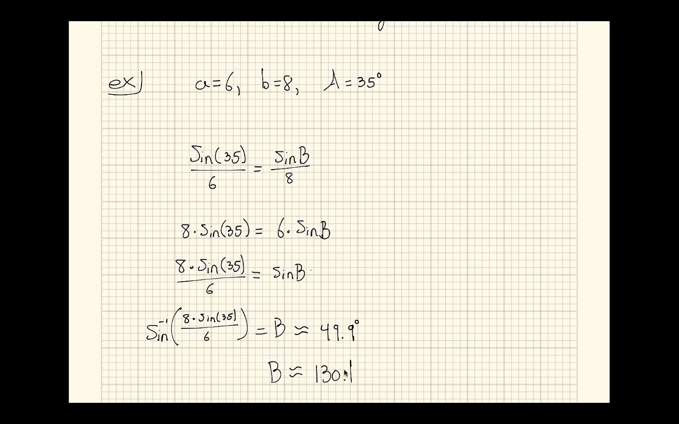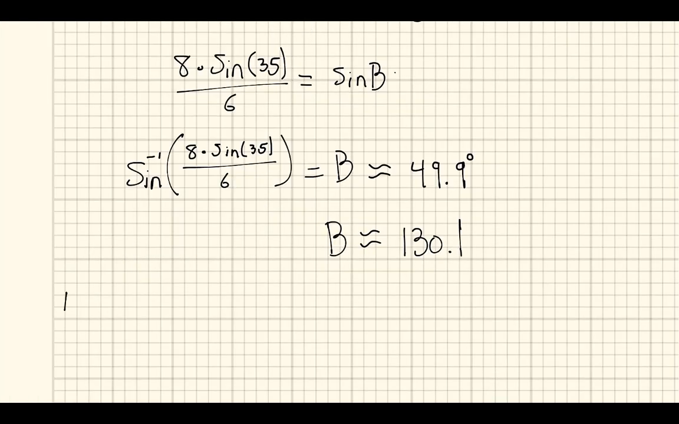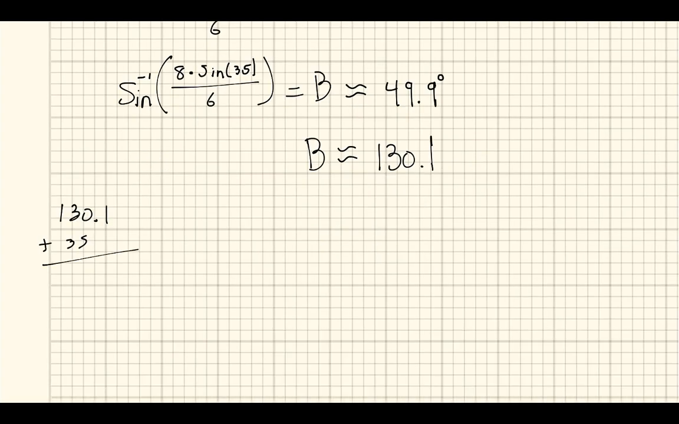If I add 130.1 plus 35, that should give me 165.1. And what that tells me, since this is less than 180, is that I do have room for a second triangle. Okay? Again, add those two, check. I do have room for a second triangle.